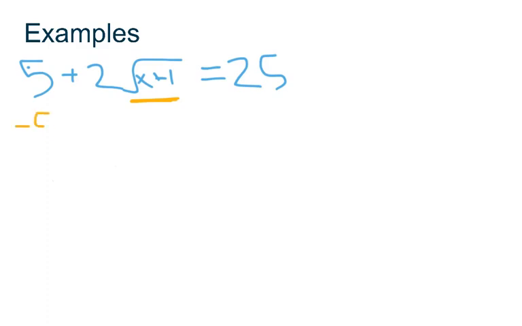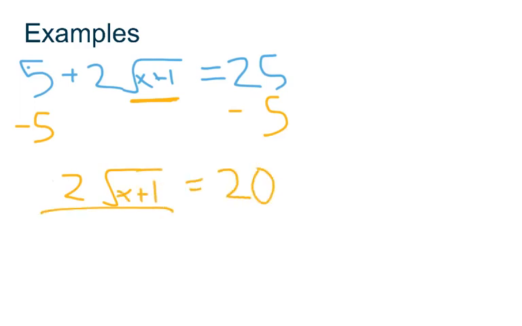Alright, so subtract 5, subtract 5. We now have 2 square root x plus 1 is equal to 20. Divide both sides by 2. That 2 disappears, and then we'll have the square root of x plus 1 is equal to 10.